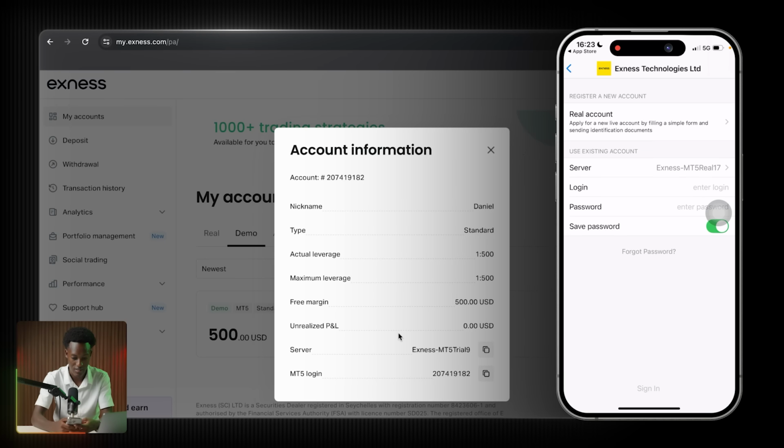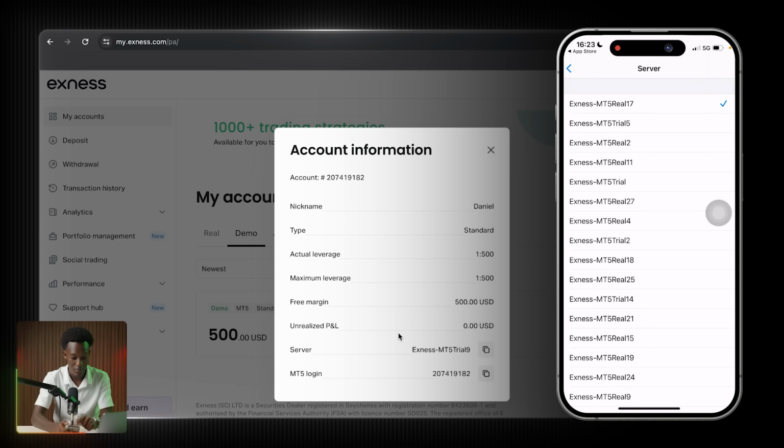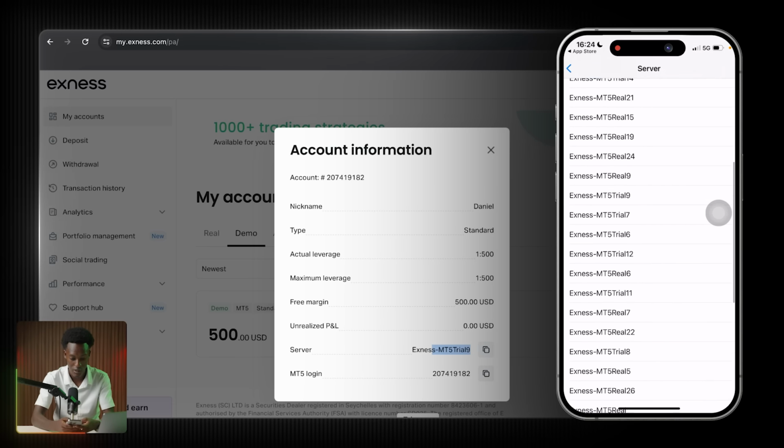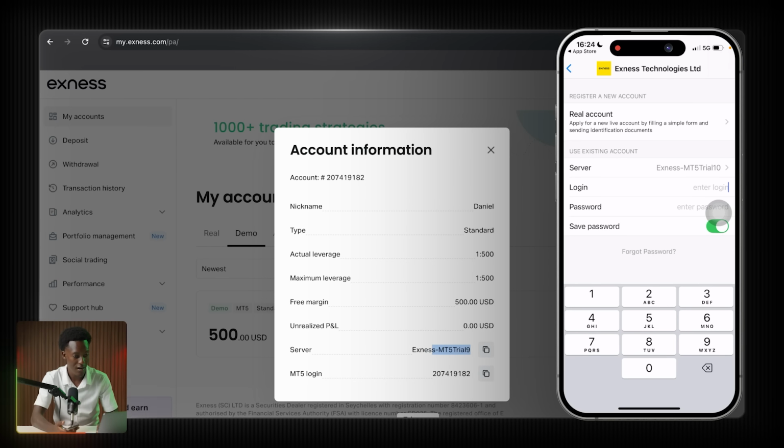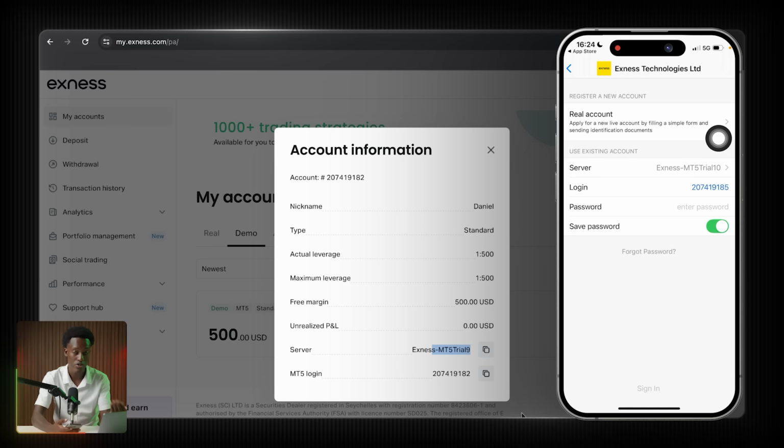There we go. So we have Excellence Technologies, then MT5 Real 17. We are dealing with MT5 trial. You guys understand? So we shall go ahead and search for trial 10. There we go, so we have it. You guys see that? Then our login is going to be 207419182, and then the password I created when I was opening up the account. So once you've entered your login, proceed and enter your password, and then we should be good.